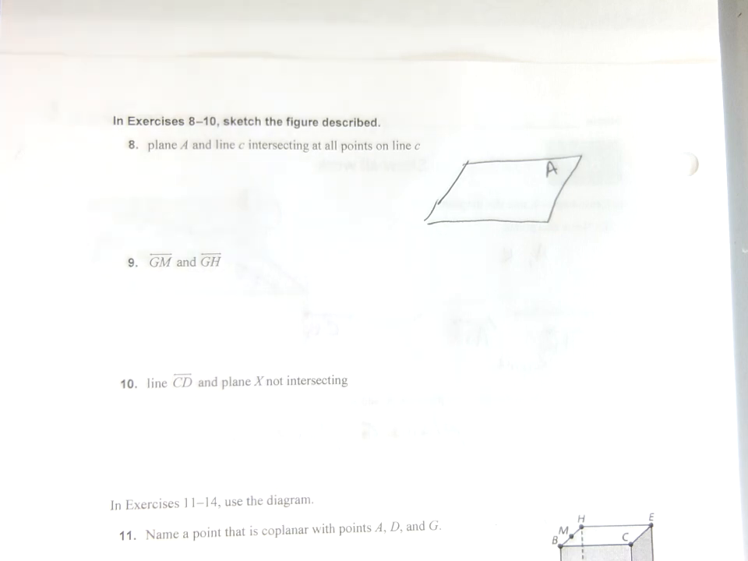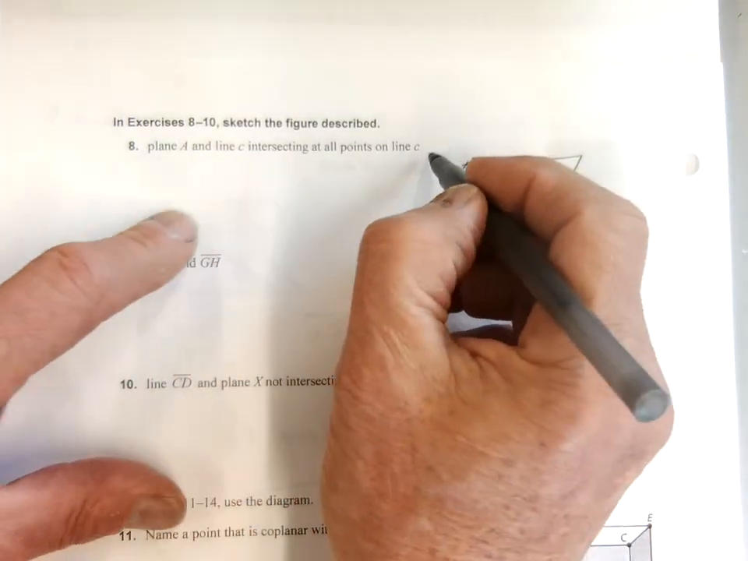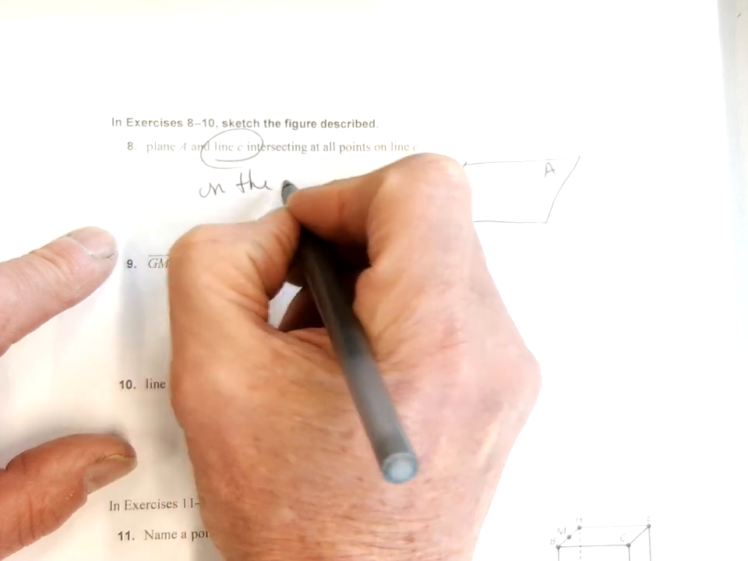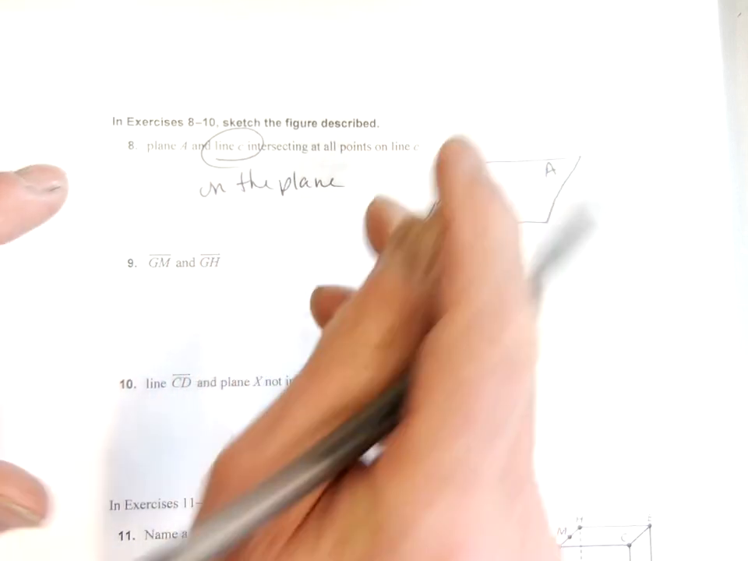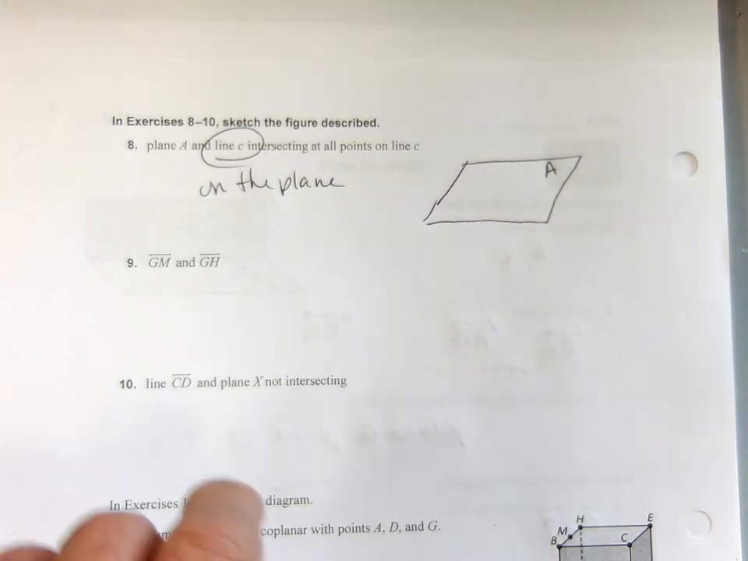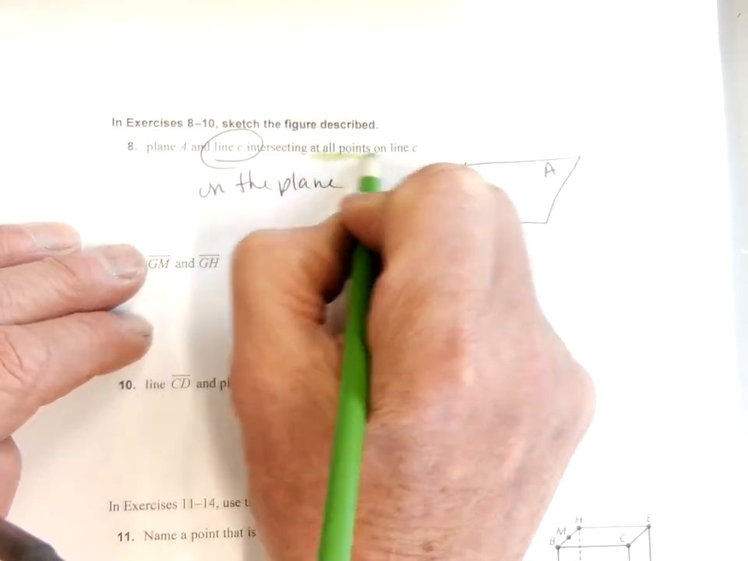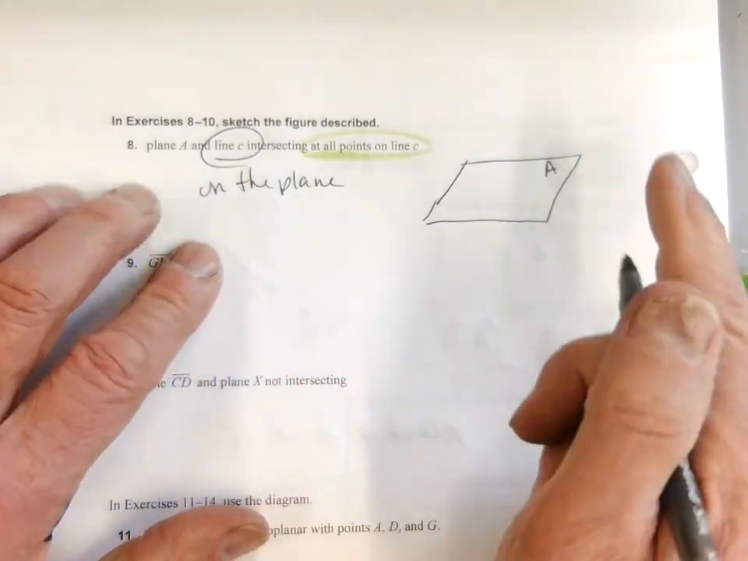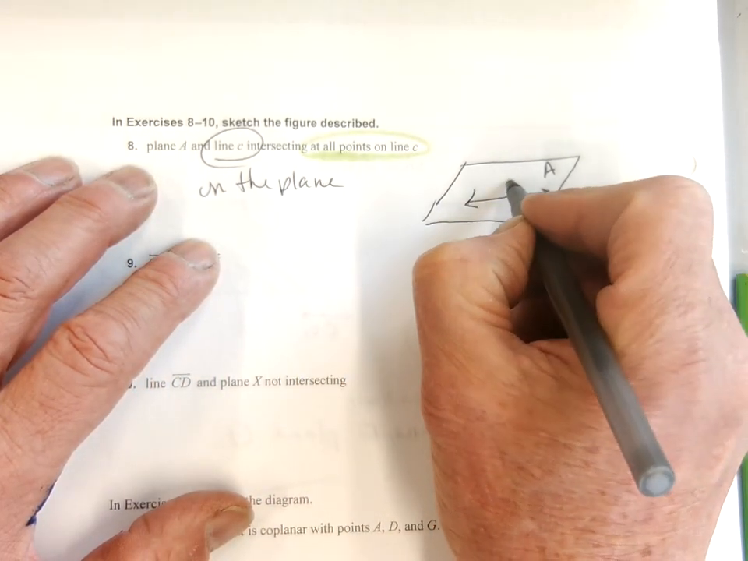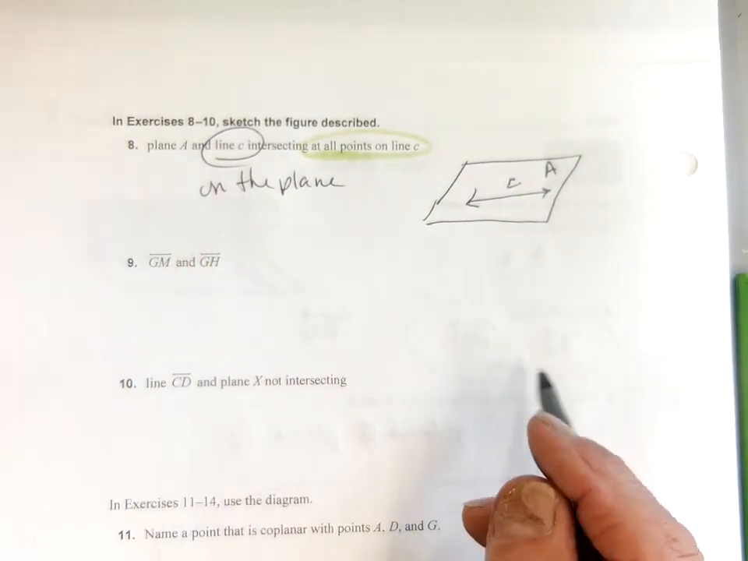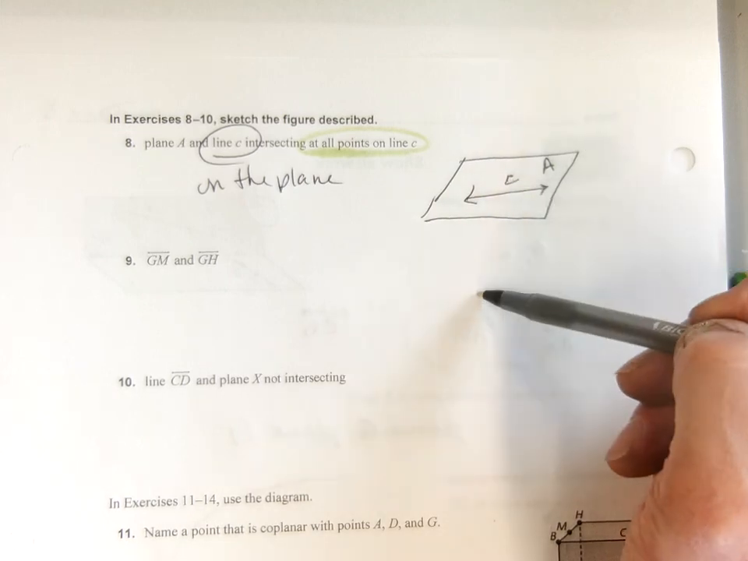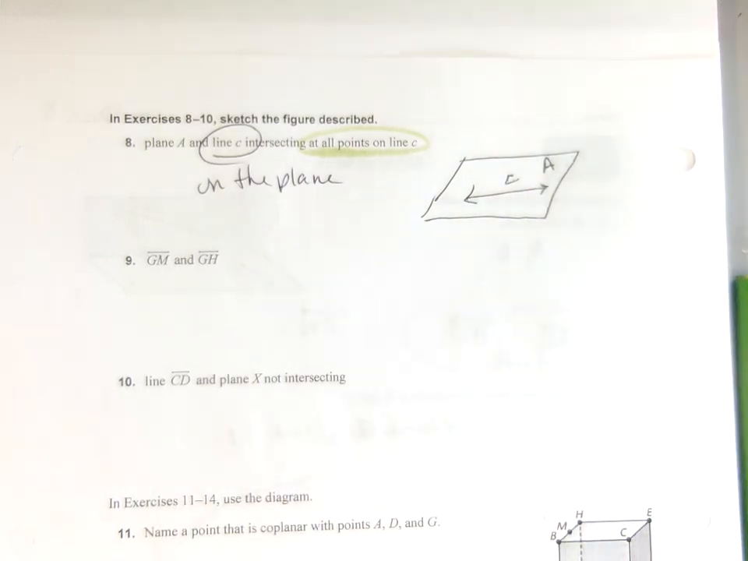Well, if they're going to intersect at all points, I got to put C in. I have to put it in it. Line C must be on the plane because of the way they write it. They put this darn all points. That means all my points have to be on the plane. So the only way I can do that is just draw my line, call it C, on the plane so that all of the points intersect. If it went through it, I wouldn't get all of them to intersect, okay?